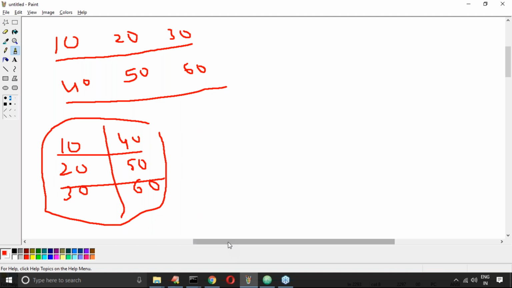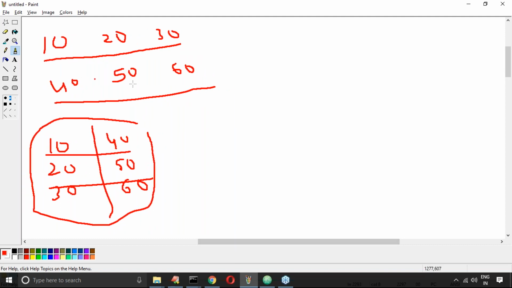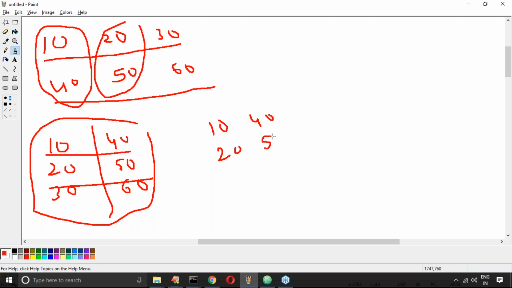Another approach, column wise: I require 10, 40 as the first stack. Next, 20, 50 is the next stack. Next, 30, 60 is the third stack. So which one is easier, the first approach or the second approach? We have to stack column wise. First one or second one?